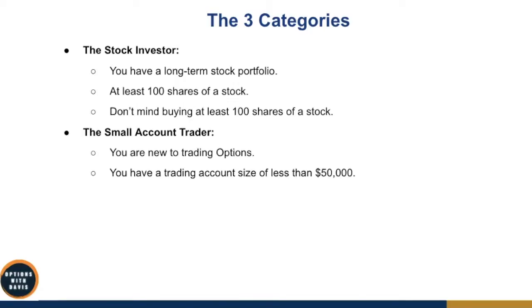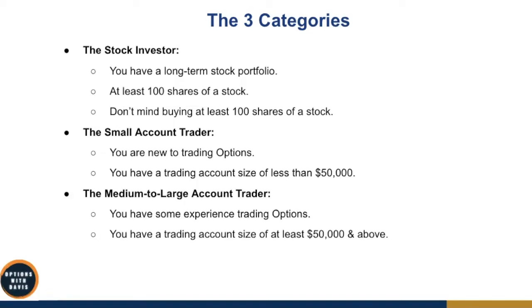Now the next category is the small account trader. This is where a lot of people are at as well. This is where you are relatively new to trading options. Maybe you have never traded options before, or maybe you have put on some trades, maybe demo trades, or up to maybe 10 live trades so far, like credit spreads and stuff like that. And you do not have a large account. Maybe you have an account size of less than $50,000. Then I will categorize you as the small account trader.